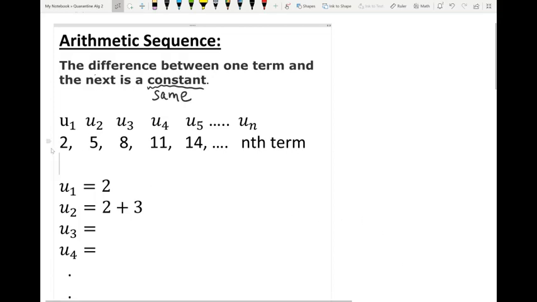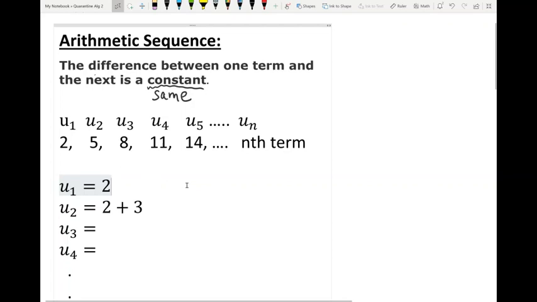Here we have a sequence. The first term is 2, second term is 5, third term is 8, and so on. Now I want you to pause the video a little bit and think about what is happening in this sequence. Now hopefully you notice that the difference between one term to the next is always 3.